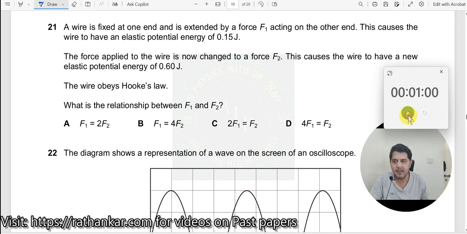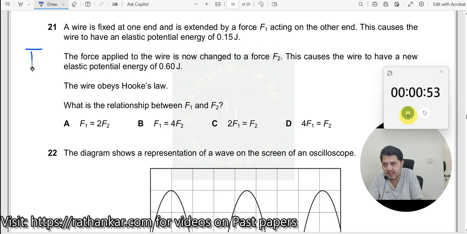Question number 21. A wire is fixed at one end and extended by a force F1 acting on the other end. So I have a wire, and now I am applying a force over here, F1 here. This causes the wire to have an elastic potential energy of 0.15 joules.